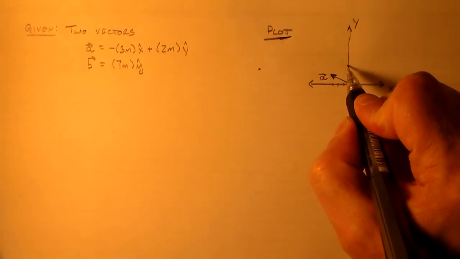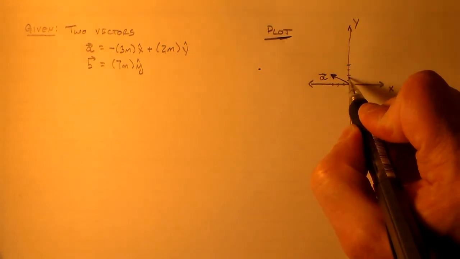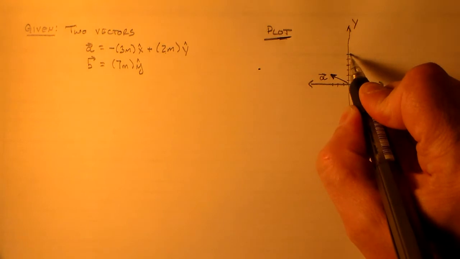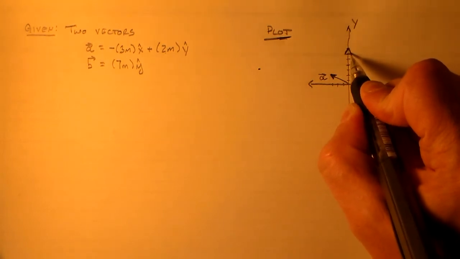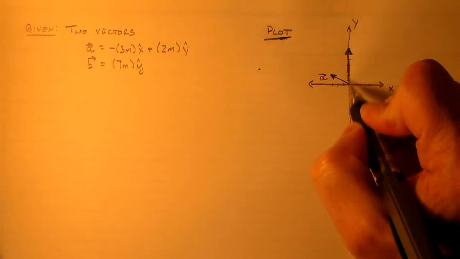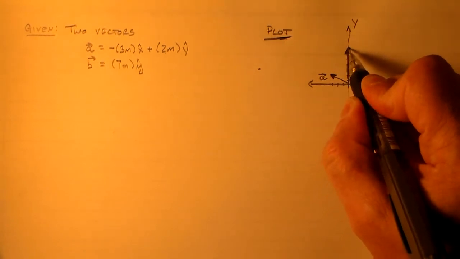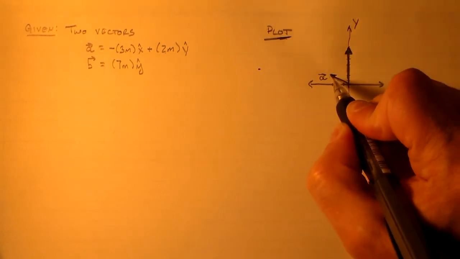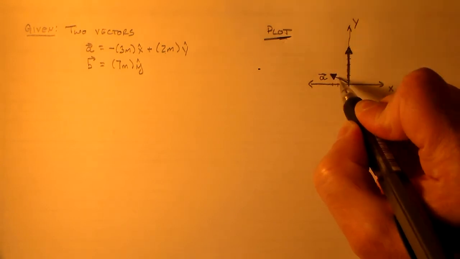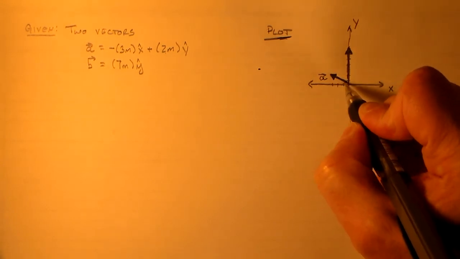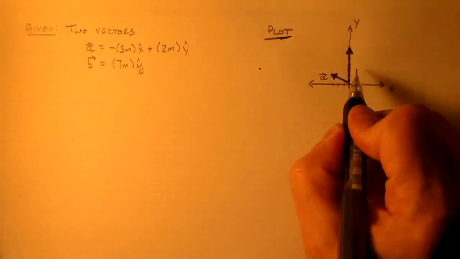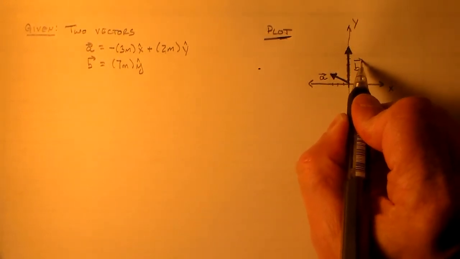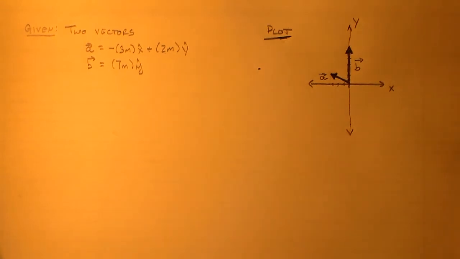And then we want to go up 7, so 1, 2, 3, 4, 5, 6, 7, so we want to go right up there, and we draw our vector here a little bit heavier because it's right on the axis, and that always makes things difficult to see. Where is the vector, where is the vector not? So there we have it, two beautiful vectors that are just waiting for us to touch them.